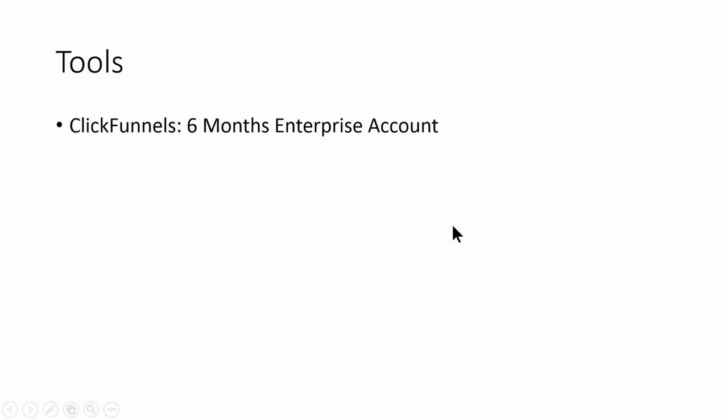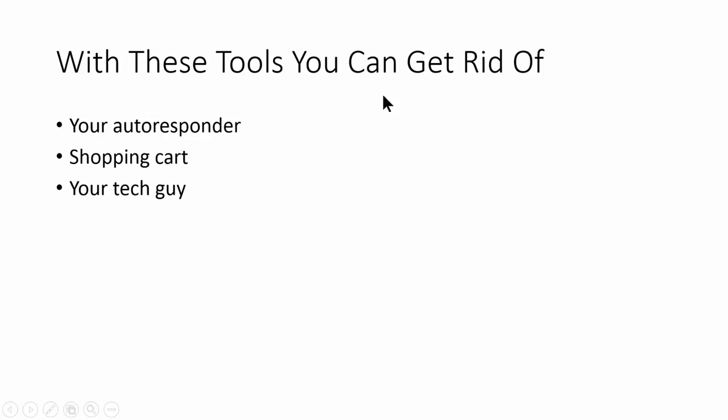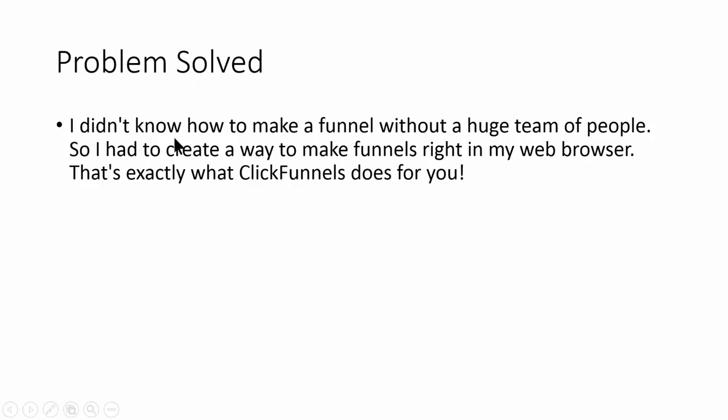You also get these tools. You're going to get the ClickFunnels 6 months enterprise account. Again, you might have more of them listed here. So with these tools, you'll be able to create funnels instantly, clone funnels, do in 30 minutes what used to take a week. With these tools, you can get rid of your autoresponder, your shopping cart, your tech guy. Problem solved. I didn't know how to make a funnel without a huge team of people. So I had to create a way to make funnels right in my web browser. That's exactly what ClickFunnels does for you.